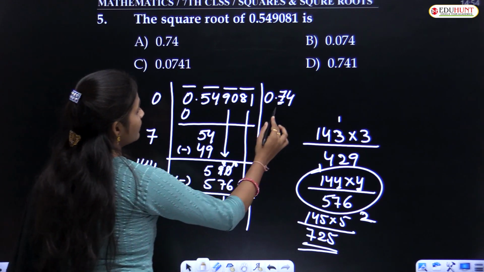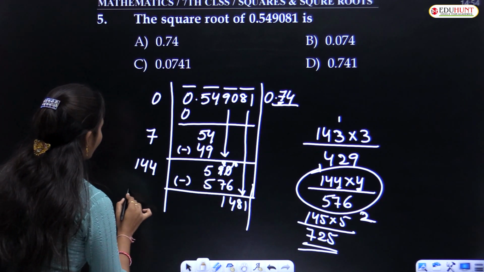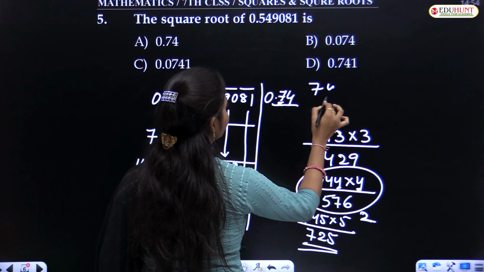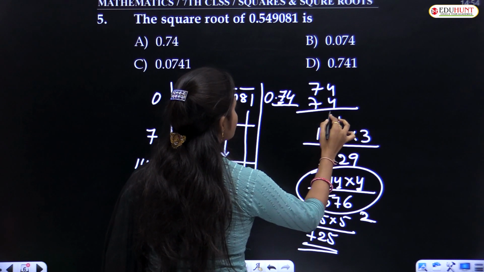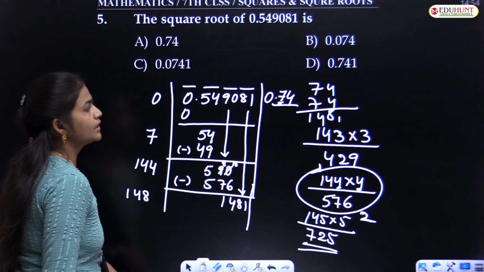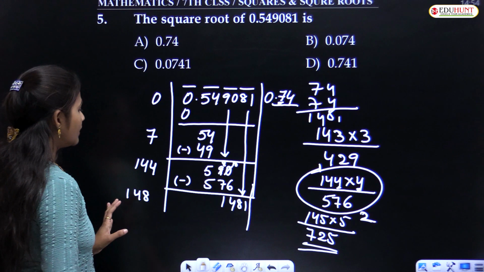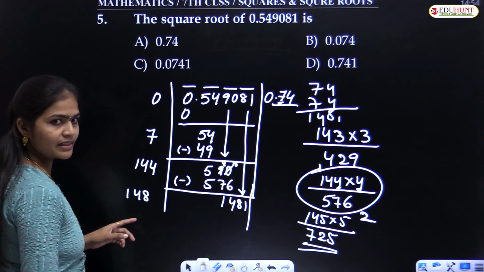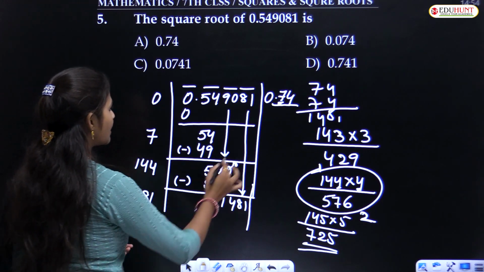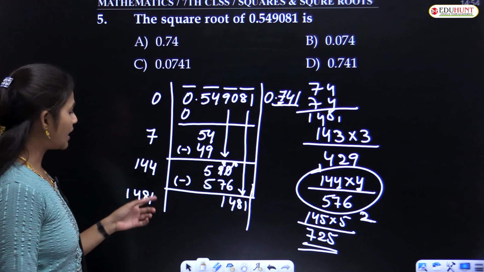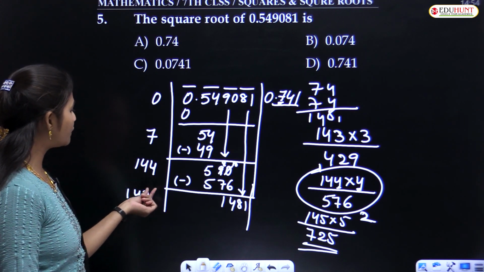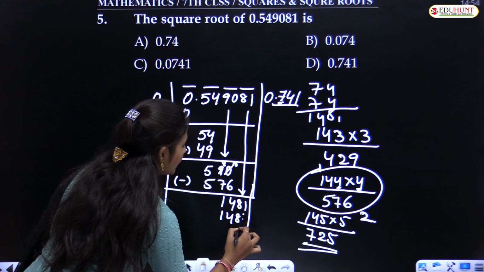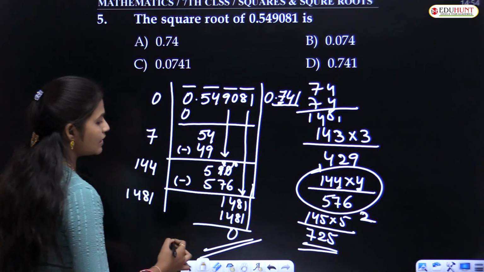Okay. Next, the double of 74 is 148. Yes or no? 74 plus 74. This is 8 and this is 14. So 148. Next, here 148 is there, here 148 is there. So which number can we write? By seeing this we can easily say that here 1 and here also 1. Then only we will get 1481 into 1 is equal to 1481. So 1481. Its difference is 0.